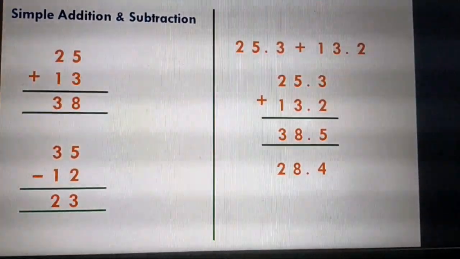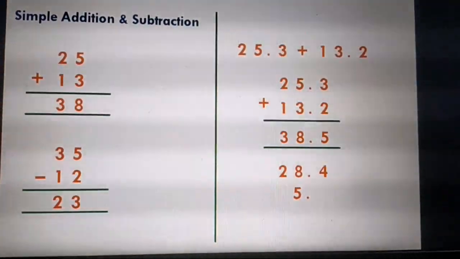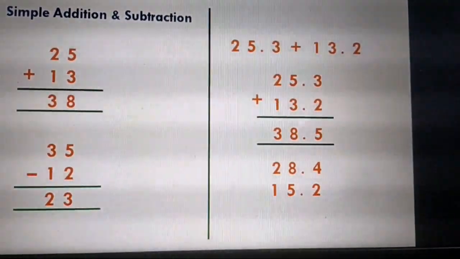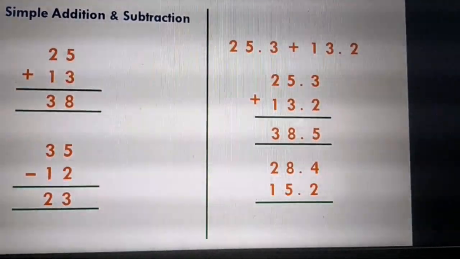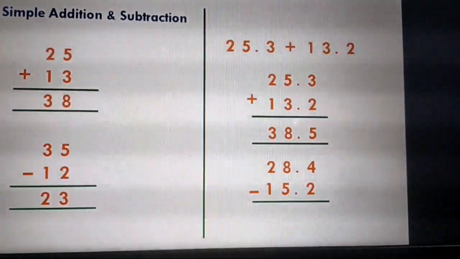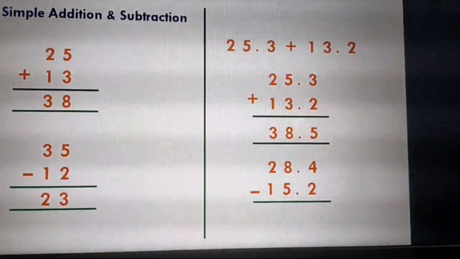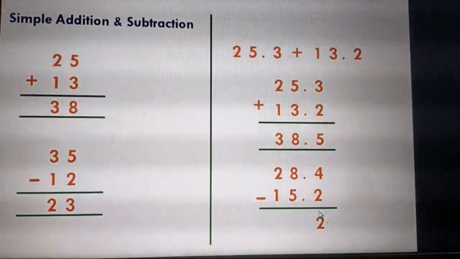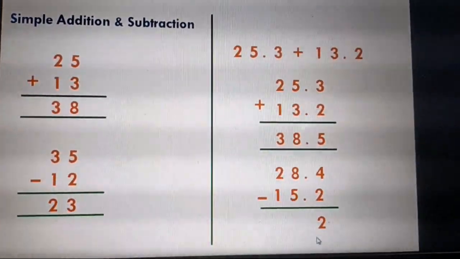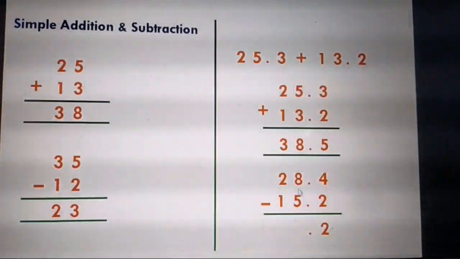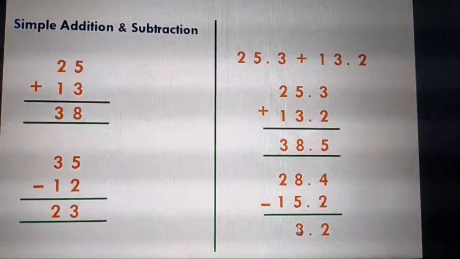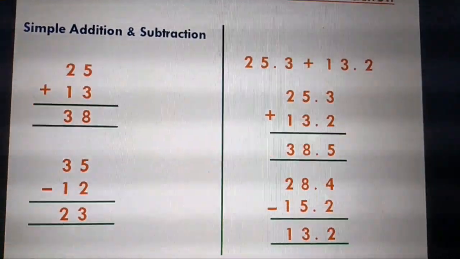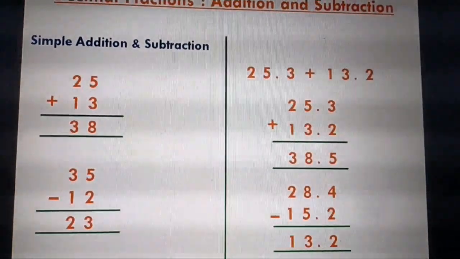See, 28.4, that we are subtracting from 15.2. So first, as usual, I told you, decimal just below the other decimal, and then we will write the numbers. Now you tell me, 4 minus 2 equals 2. Then I will put the decimal here. Then 8 minus 5 is 3 and 2 minus 1 equals 1. So just keep this in your mind.